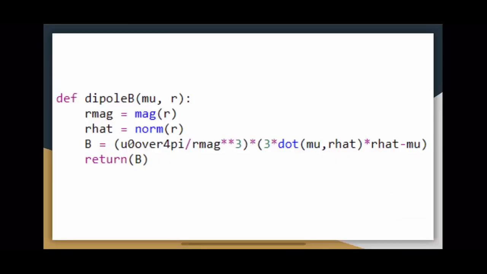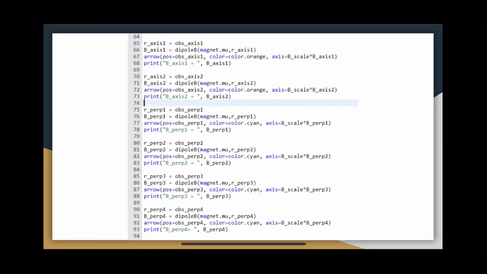For the coding portion of the lab, first I created a function that models the magnetic field. It takes in two parameters, mu, which is the magnetic moment, and r, which is the distance away from the magnet. I just used the equation and returned that value. Here I have 6 different observation locations. 2 of them were on the same axis, and 4 of them were perpendicular to the magnet. I called the function to find the magnetic field, and then I created arrows at each observation location.